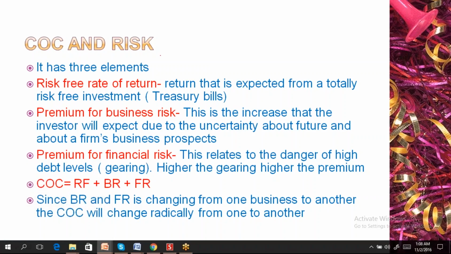some figures. Risk-free rate for the country is 4%. Now, with your money, you can go and invest in risk-free treasury bills and get 4%.